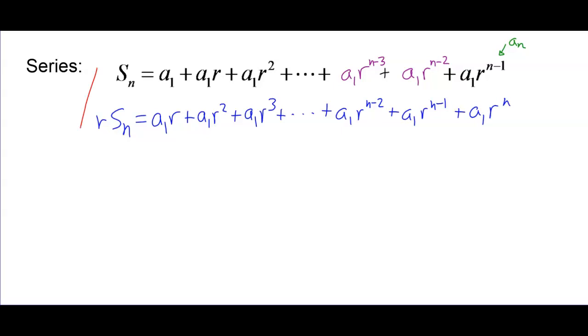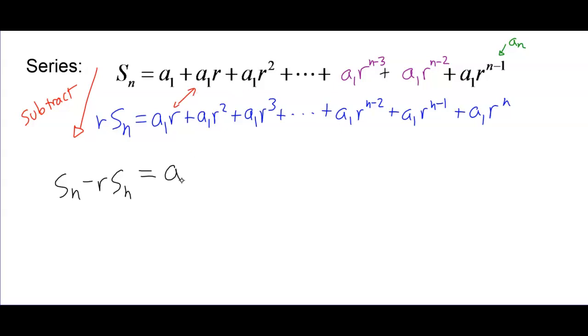And then what we do here is we subtract. So it's not like adding like we did last time. Here we're going to subtract. So we're going to have Sn minus rSn on the left. And then here's the important part. If you're subtracting the blue stuff from the stuff right above it, notice that these two terms match up. So when you subtract, they're going to cancel out.